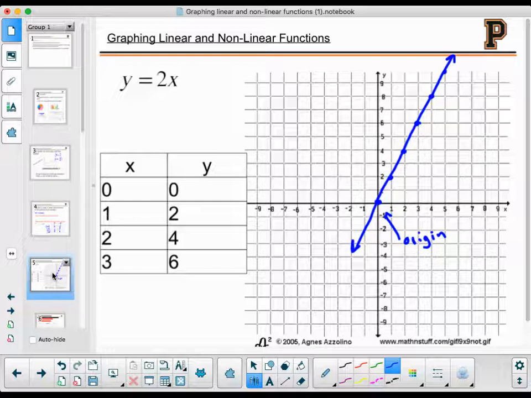All right. This is a linear function. Again, we've got a consistent change. The x is being raised to the first power, or we don't see an exponent attached to the x. And the line continues forever. All right.